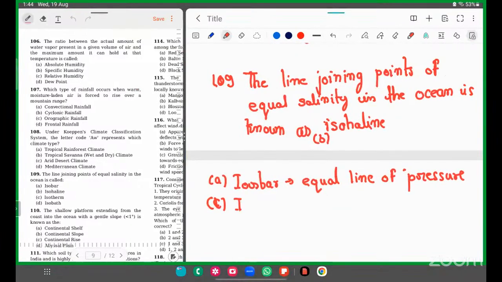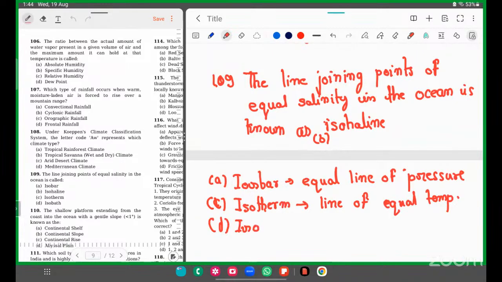Coming to the other definitions. Isotherm, equal thermal temperature. So that will be a line of equal temperature. And then D, isobath. Bath means depth. So a line of equal depth.